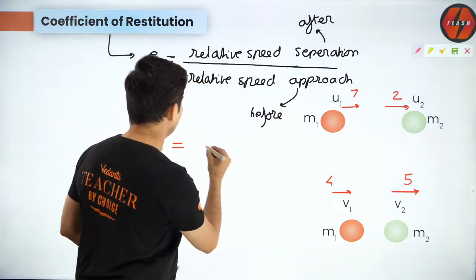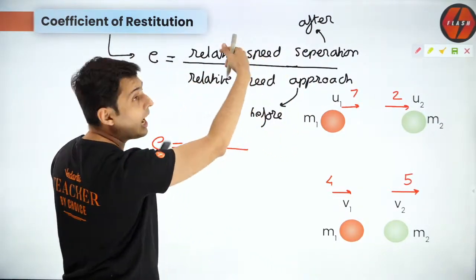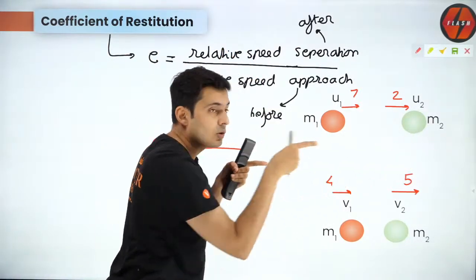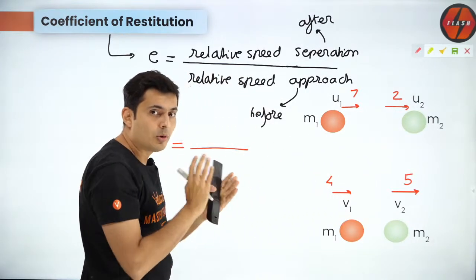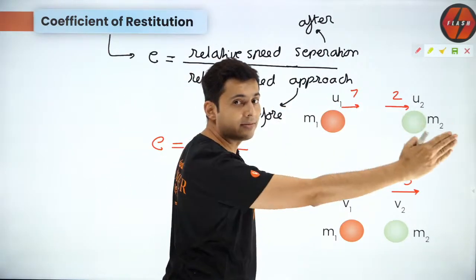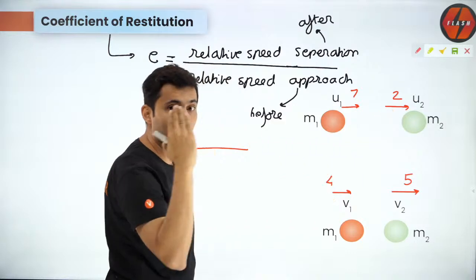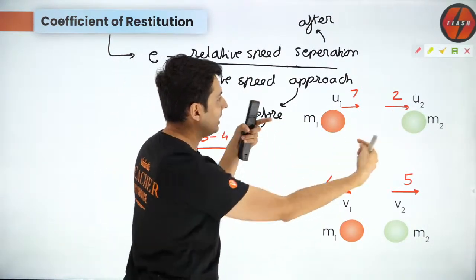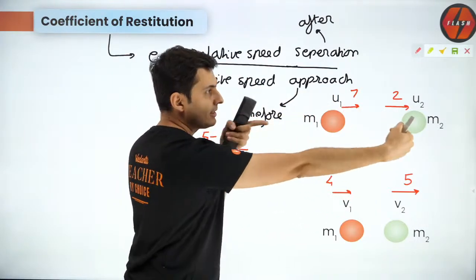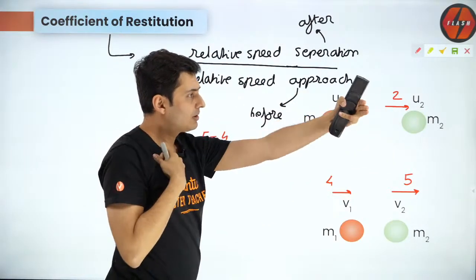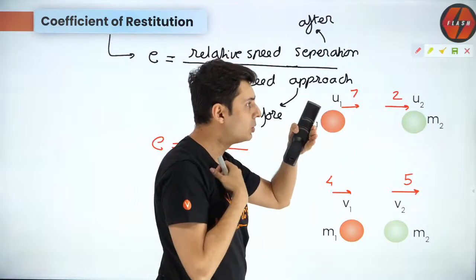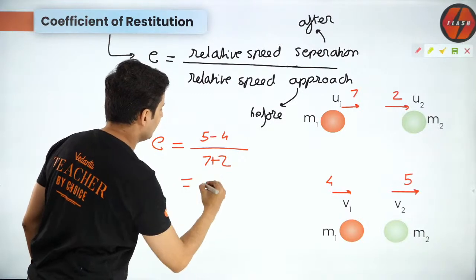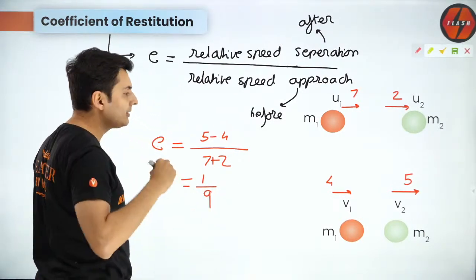So after the collision, after is there in the numerator because that is always less. Both are going the same direction. What is the relative speed? I am going with 5, my friend is going with speed of 4. My relative speed with respect to him, think about it, will be subtraction. So it will be 5 minus 4. And approach before: 7 and 2. I am going 7, somebody else is coming towards me with 2. So I'll see 7 plus 2. So that will be like this, and that will make it 1 by 9. That's the answer.